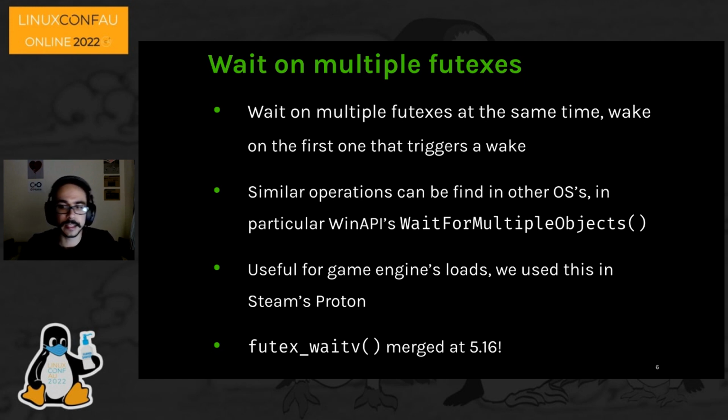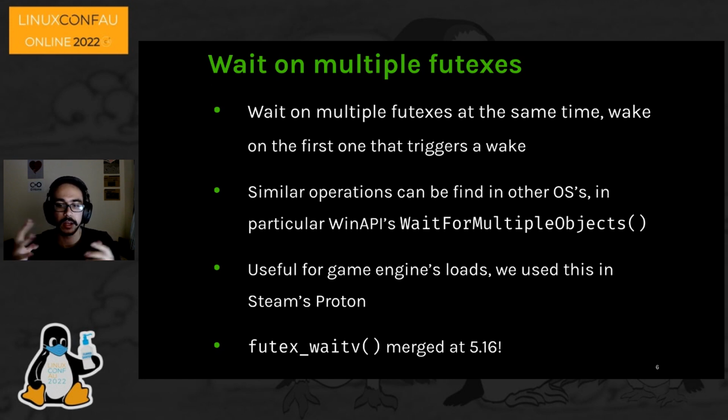And all of this work has been based on being used on Steam Proton. Steam Proton is a compatibility layer that allows you to run Windows games on Linux. And Linux didn't have a proper way to wait for multiple things at the same time. I mean, we have eventfd that can be used for that, but on a very large number of waiters, it doesn't scale very well. And we found out that futex suits better for that.